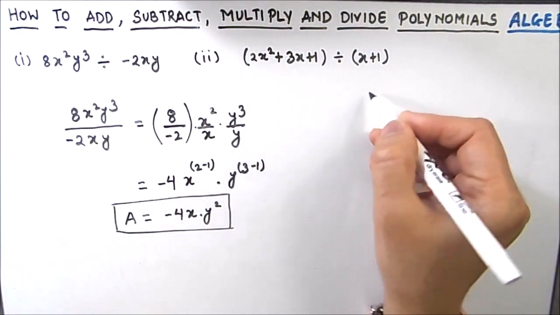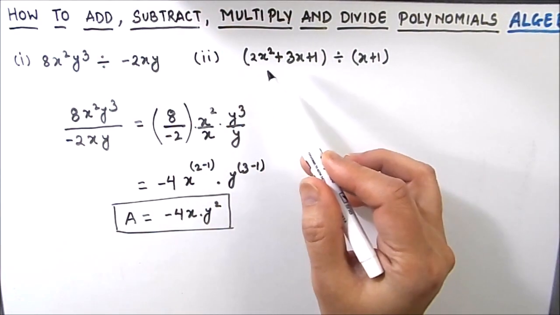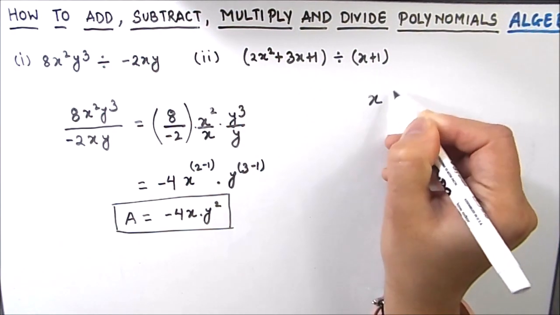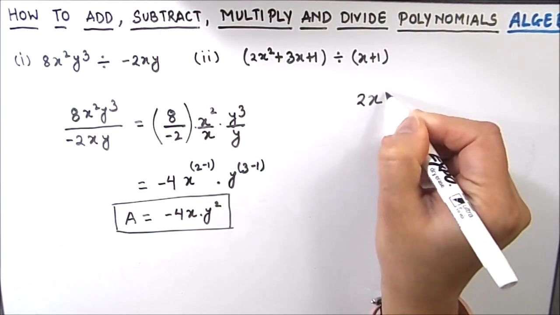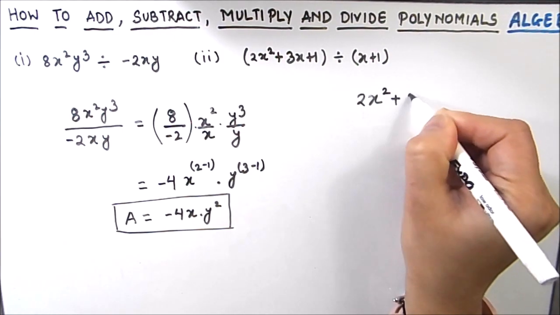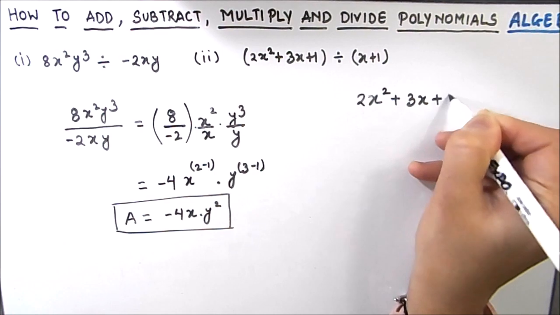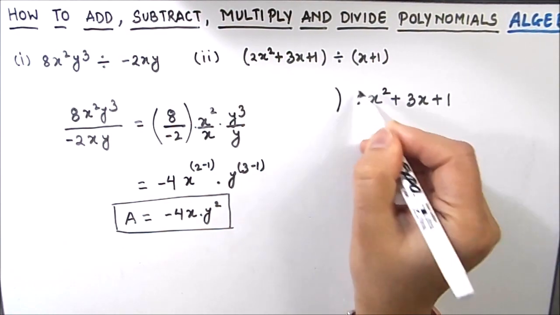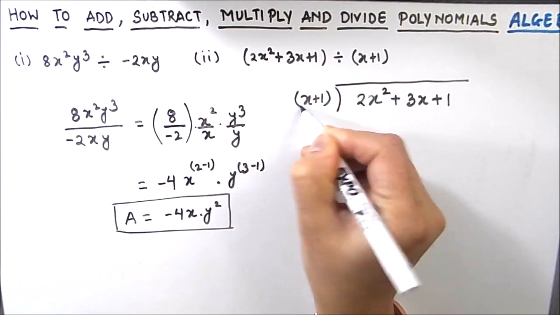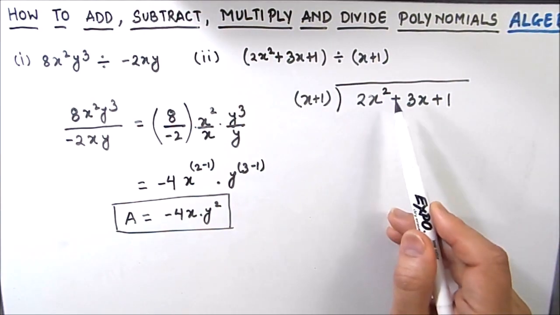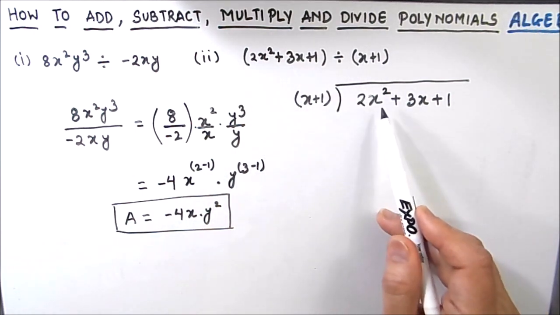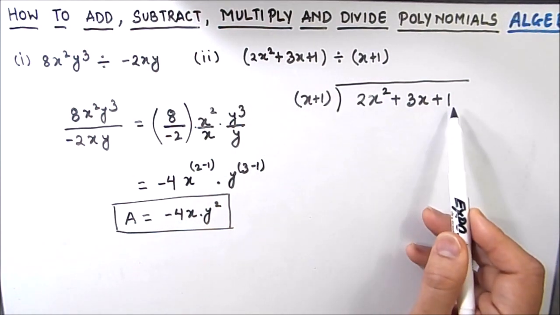Let's move on to our second example. As this is a polynomial and a binomial division, we will be using the division method as we use for numbers. So we are going to write the dividend like this, 2x square plus 3x plus 1, and our divisor will come on the left hand side, x plus 1, like this. The first step in dividing the polynomials is to arrange the terms of the dividend in descending order, which we already have in our dividend.